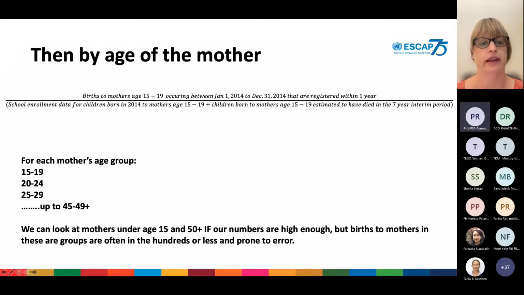So next, let's also look at the age of the mother, because there is some evidence that younger mothers are less likely to register the birth of their children. So in this case, we're looking at mothers aged 15 to 19 who gave birth between January 1st and December 31st of 2014, and then school enrollment data, again, for mothers. So this is the age of the mother at the time of birth from the school enrollment data, 15 to 19. And then the children who died, whose mothers were 15 to 19 when they had children, but who would have died in the 7-year interim period. So we're factoring those in as well.